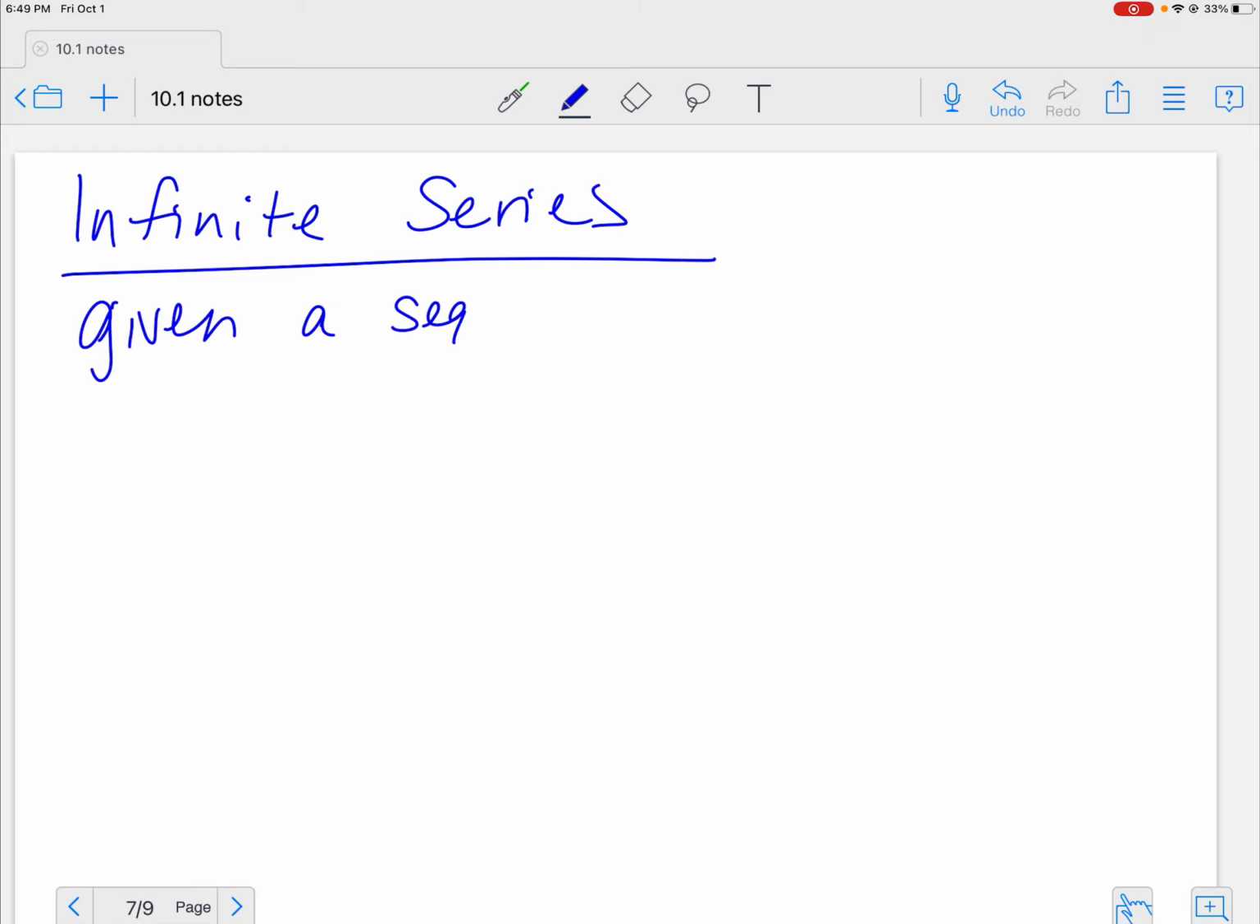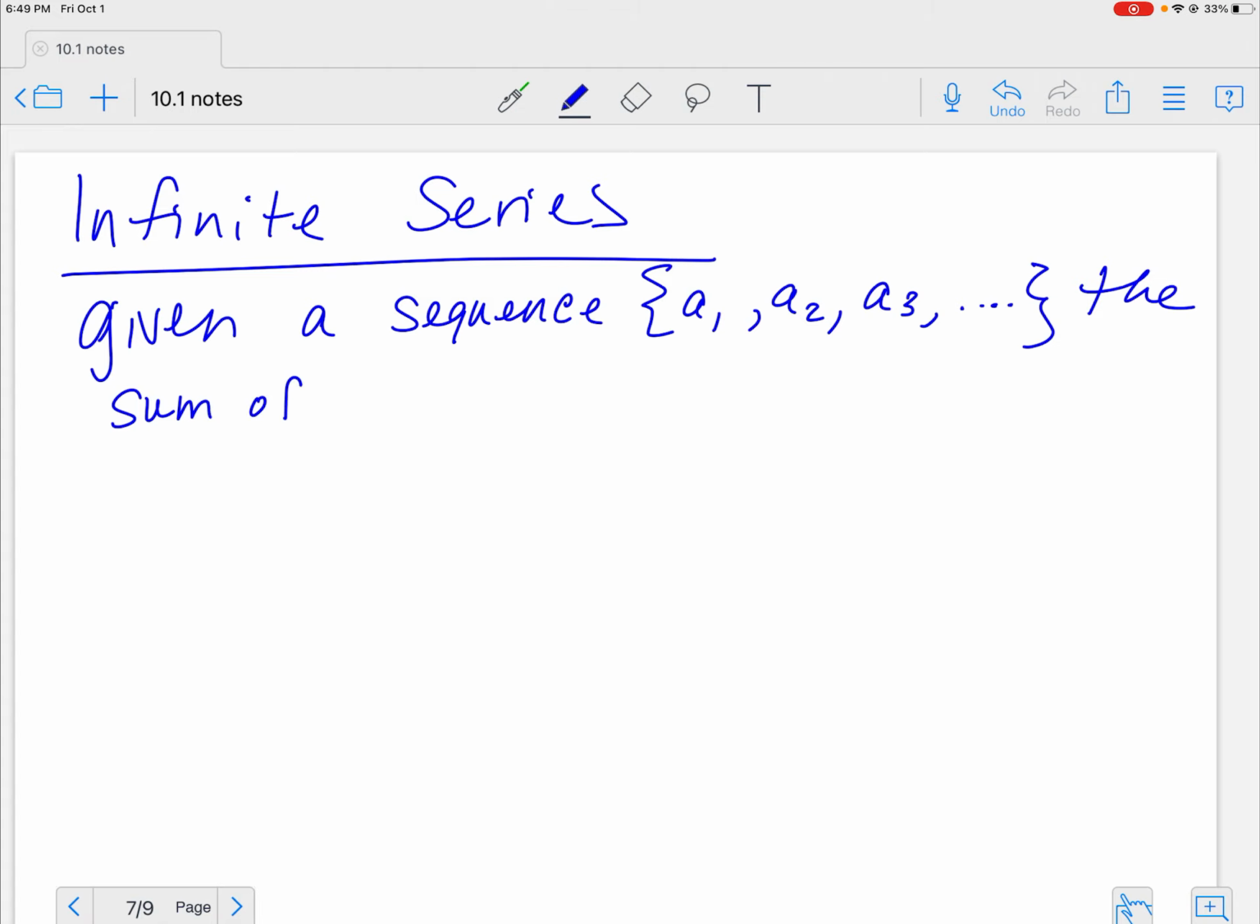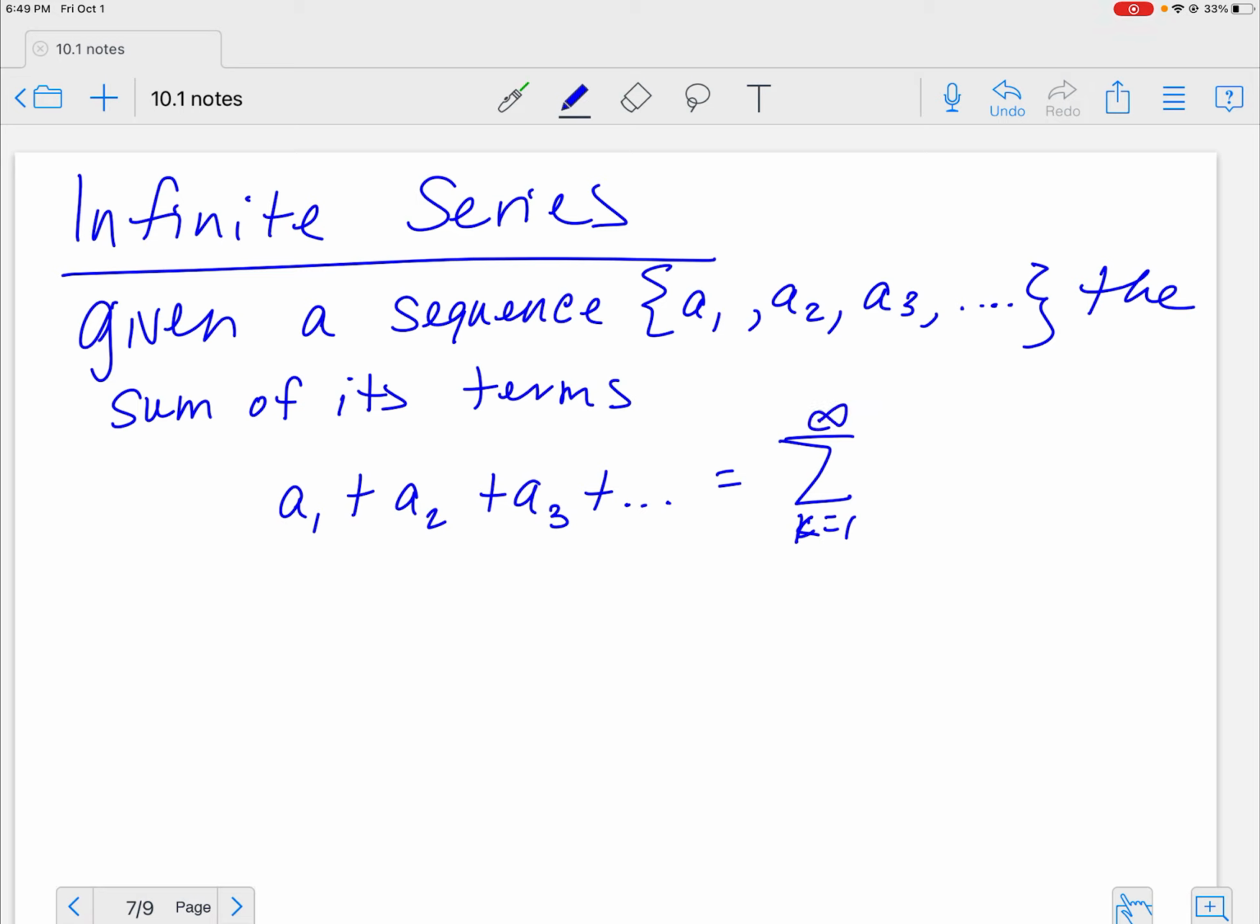Given a sequence, and my sequence here is a sub 1, comma, a sub 2, a sub 3, etc. The sum of its terms is a sub 1 plus a sub 2 plus a sub 3 plus all of that is equal to, and then here is the symbol that we're going to love. This is sigma. It's a capital letter in Greek, all right?